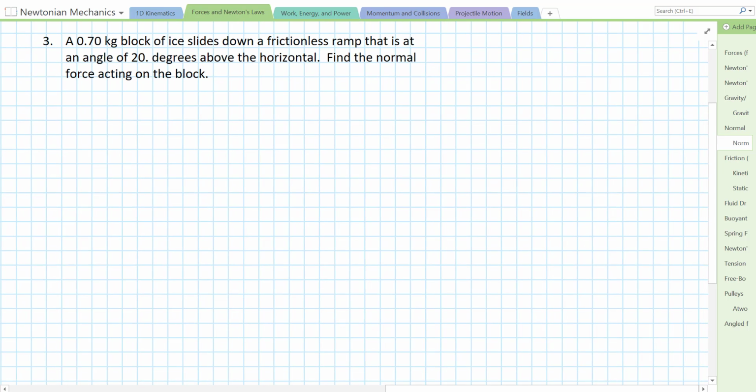So you're going to have to know how to take vector components in order to do this one. A 0.70 kilogram block of ice slides down a frictionless ramp that is at an angle of 20 degrees above the horizontal. Find the normal force acting on the block.